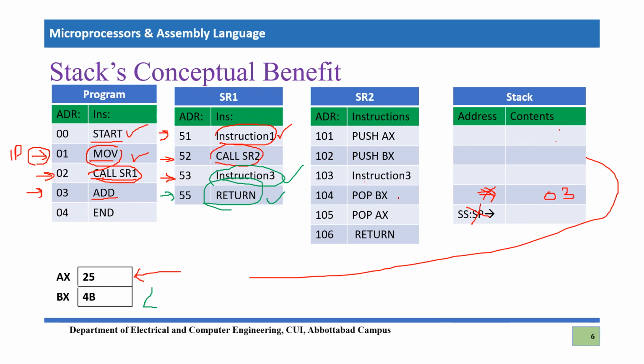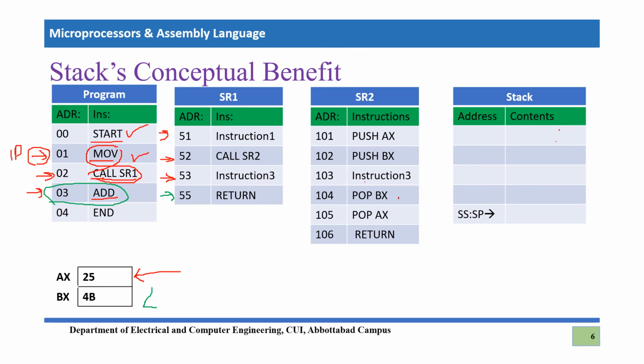So return will force again the last value to be loaded into the IP register. That means IP will switch back to this position, right? Let me erase everything else. So everything is executed now. 03 is also removed, so stack pointer came back to its original position, and now IP is going to execute from this instruction. So this add instruction is going to execute, IP will point to this position.